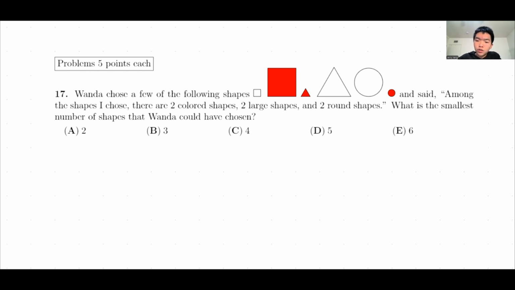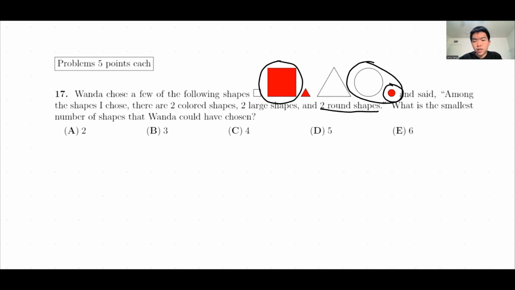Let's see, right? So 2 round shapes, that one's probably the easiest. So we know we got to choose these 2 because triangles and squares aren't exactly round. 2 large shapes. So then we're given the choice between a triangle and a square. But what we should really be thinking about is 2 colored shapes alongside 2 large shapes, right? Because we know we got 1 large shape and 1 colored shape. But if we think about it, if we choose just 1 square, doesn't that satisfy our requirements?